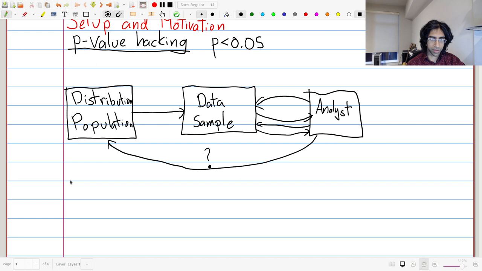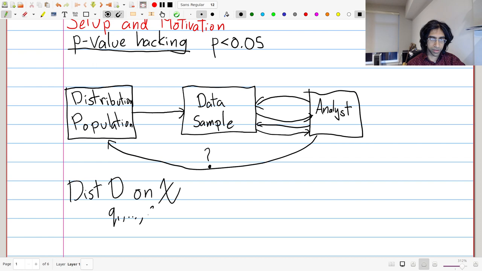Okay, so the setup is the following. There exists some distribution D, which is on some alphabet, say X. And we want to know what fraction of the population defined by D has some property. So in particular, there's a bunch of different queries that we might ask. Suppose we want to ask a total of K queries, so we have Q1 all the way up to QK.